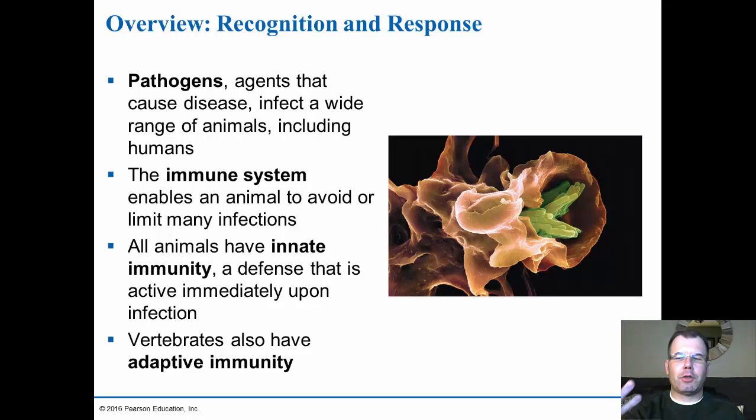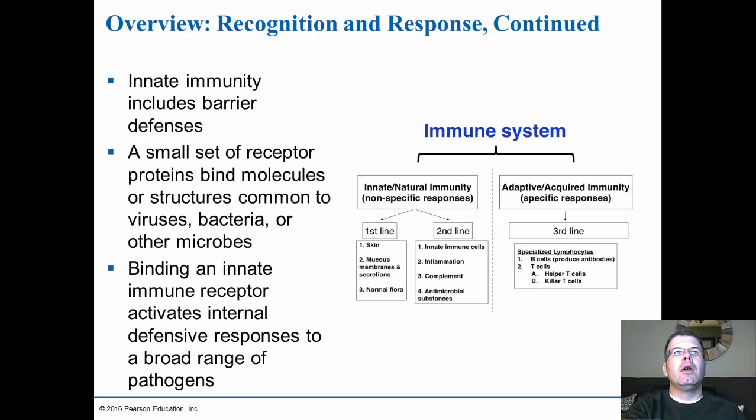And again, it's a more specialized thing, specialized cells that have specificity as well as memory to it. And that's going to be another thing that we'll talk about next time, memory in these cases. Okay, and so again, the innate immunity includes barrier defenses, and it can be small receptor proteins that bind to structures common to viruses, bacteria, and microbes. And again, binding the innate immune receptor activates internal defense responses to a broad range of pathogens.